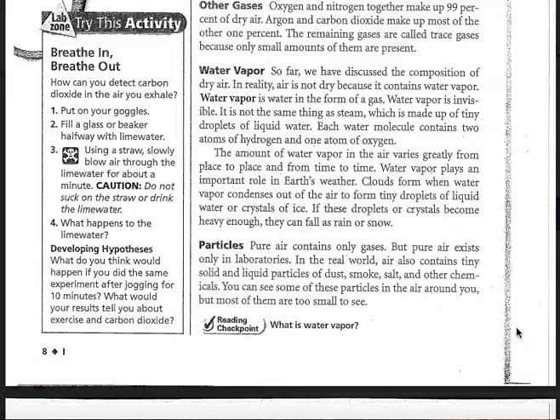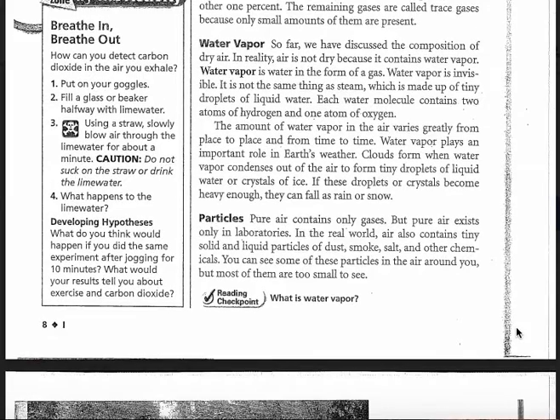Particles. Pure air contains only gases, but pure air exists only in laboratories. In the real world, air also contains tiny solid and liquid particles of dust, smoke, salt, and other chemicals. You can see some of these particles in the air around you, but most of them are too small to see.